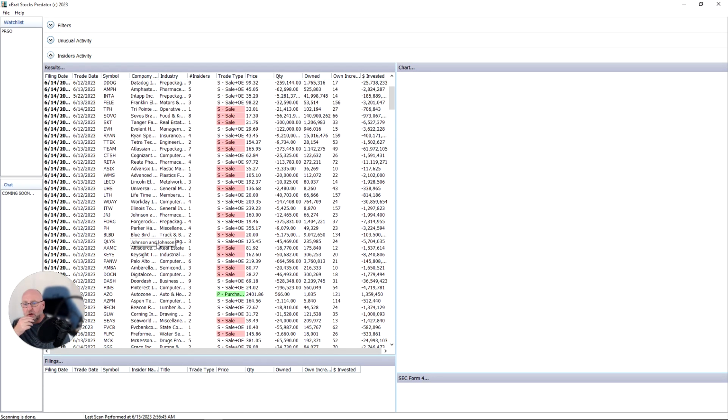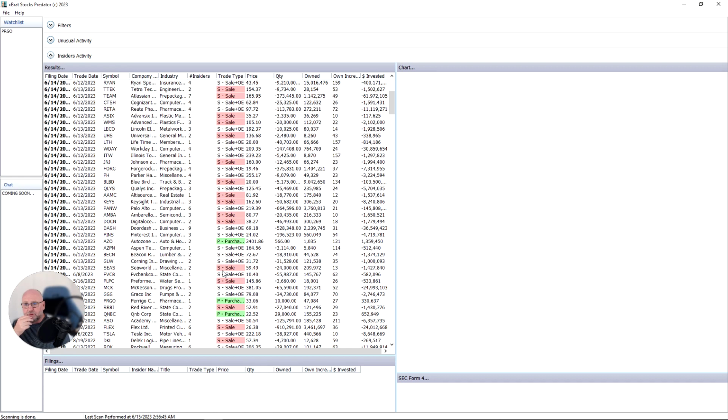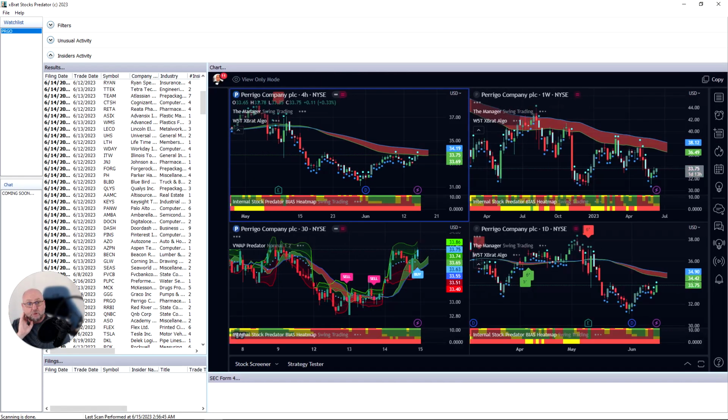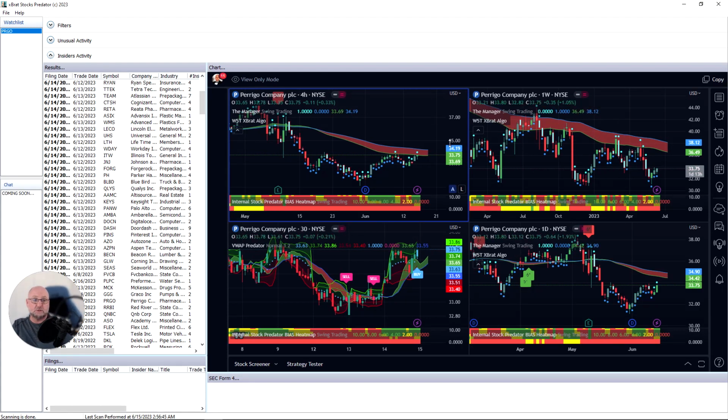If we click on one of these purchases, I'm going to pick PRGO because this one came out yesterday and it's on my watch list. I can click on it from my watch list or from there, and the charts will open. And this is the new bit. Before, when we released this recently for beta testing, we had one chart. Now we have 4 charts, and this is live data. We have weekly on the top right, daily on the bottom right, 4 hour on the top left, and intraday 30 on the bottom left.